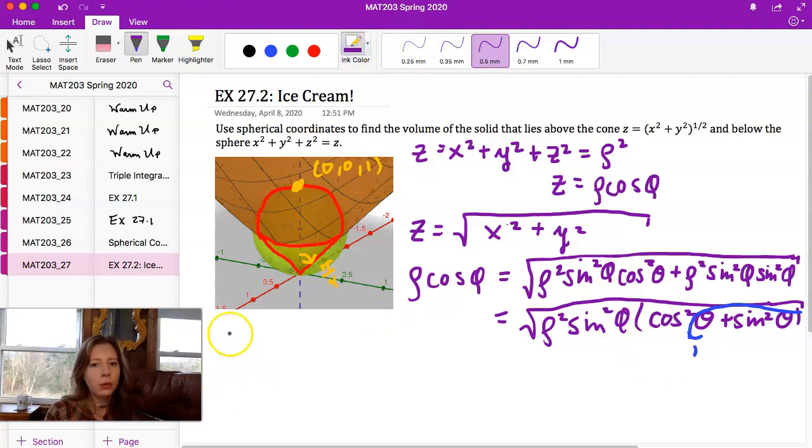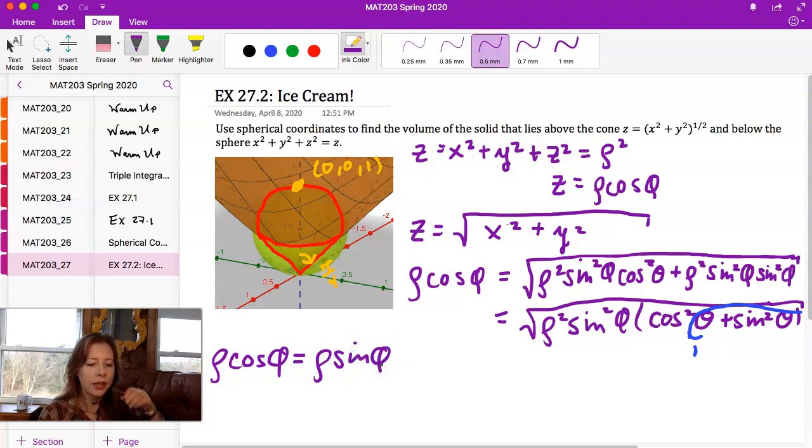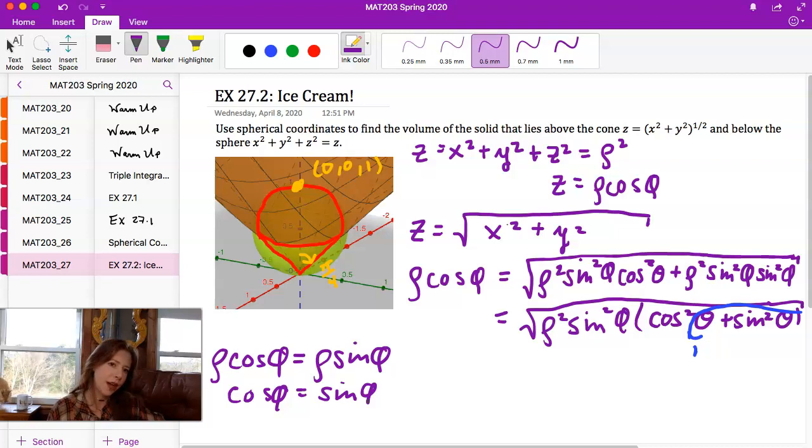So we get rho cosine phi is equal to rho sine phi. And so we end up with cosine phi is equal to sine phi. And when is the only time cosine phi can equal sine phi? Well, that is when phi is pi over 4. Okay.